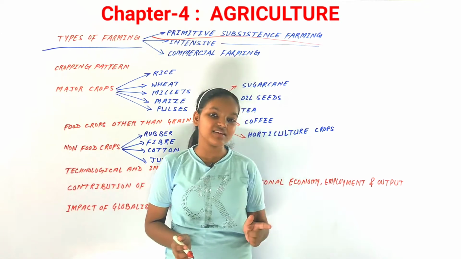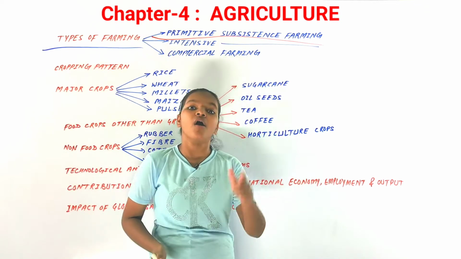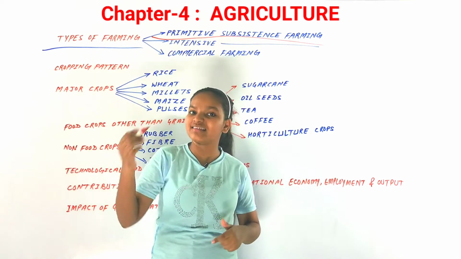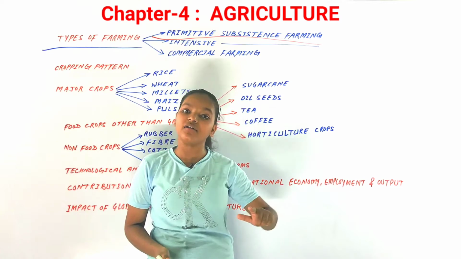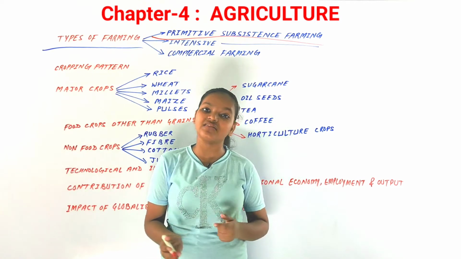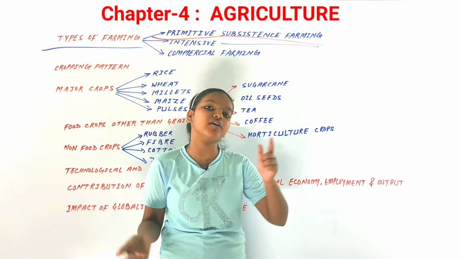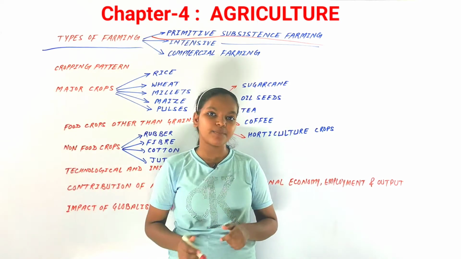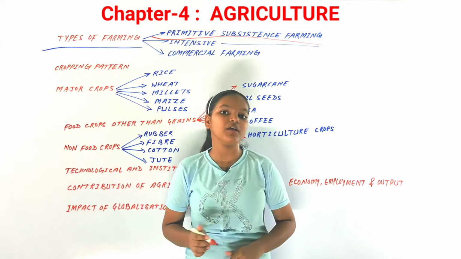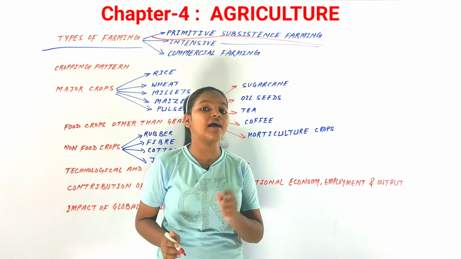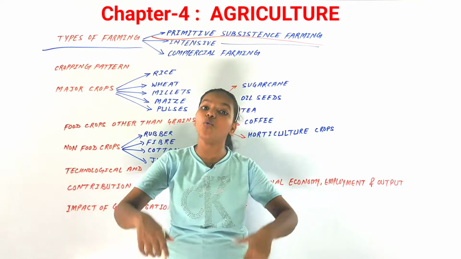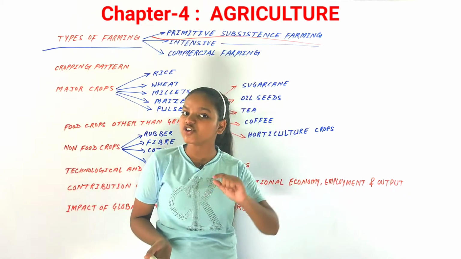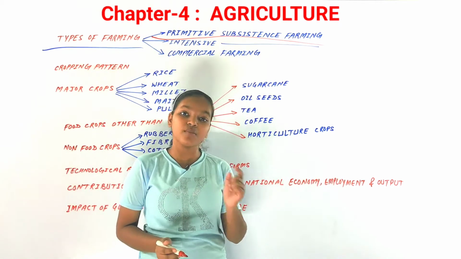Primitive subsistence farming is a type of farming where only primitive tools are used, like the hoe and digging sticks, and no chemical fertilizers, insecticides, pesticides, or other modern inputs are used. In this type of farming, community labor or family labor is used. So it is a very old, traditional cultivation method that is still continued in some remote areas.